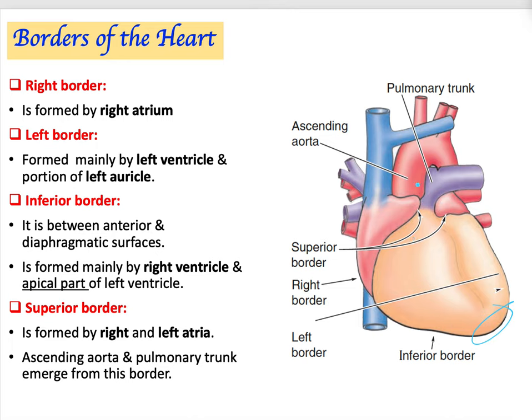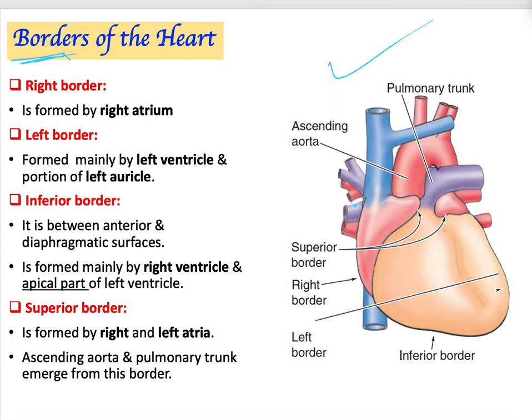So we covered the apex, base of the heart, anterior surface, diaphragmatic surface, external features of the heart, anterior or posterior, coronary sulcus, and so forth. Now it's time to talk a little bit about the borders of the heart. Well, it's very simple. It's going to be difficult to memorize the borders of the heart, except if you imagine. Just imagine this figure, then you will answer any question about that.